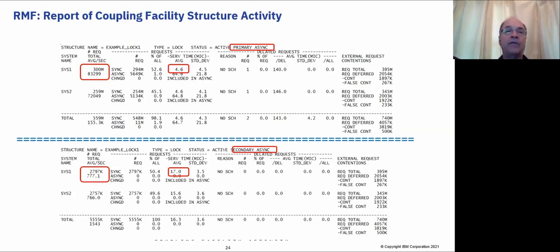The red rectangles in the lower half of the secondary structure show far smaller numbers. Instead of over 83,000 requests per second, we're looking at 771 requests per second. And that's because these reflect those query requests where XES is going out to the secondary to find out where the secondary is. So the secondary is going to take longer to respond because it has to gather some information and send it back. So instead of 4.6 microsecond service time, we see 17 microsecond service time for these queries, but there's far fewer of them.